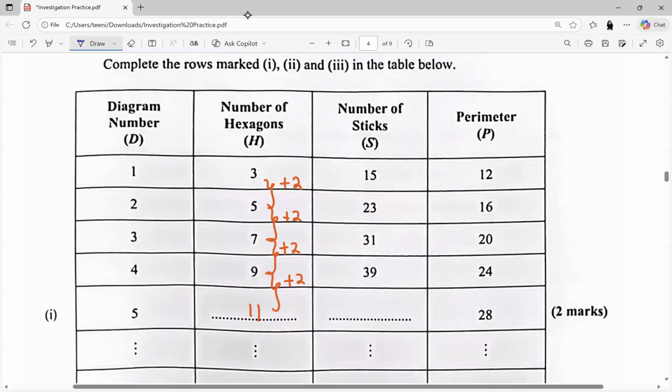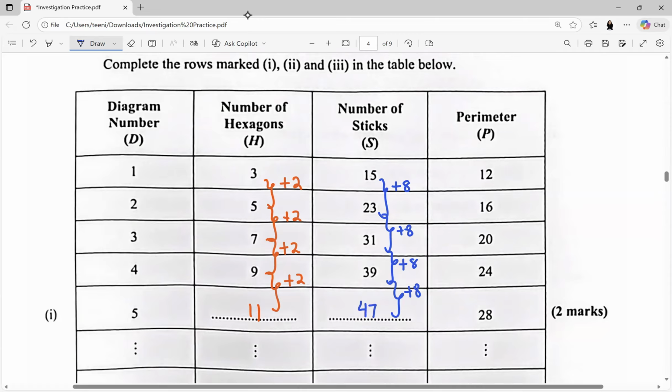But if you're unsure, you could just check here. So see what's 23 take away 15. Well, 23 take away 15 is 8. And then 23 plus 8 is 31. And 31 plus 8 is 39. So the common difference here is plus 8. Right? So then I would expect the fifth one to have 39 plus 8, which is 47.